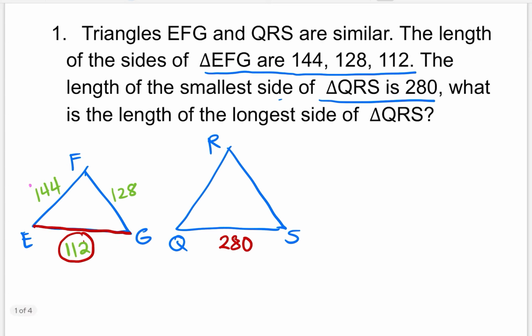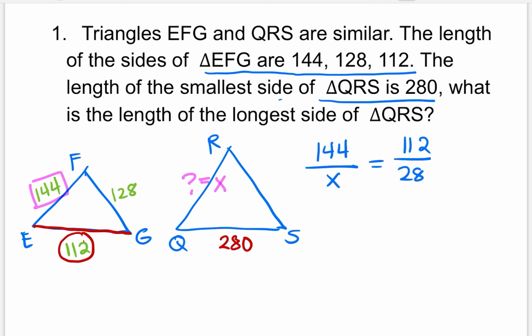So that is EFG, and this is 144. So I have to place the unknown to find segment QR, or this side of the triangle, and represent that with a letter. I'm going to use X. And so now we can set up the proportion. We can start with 144 over X equals 112 over 280.